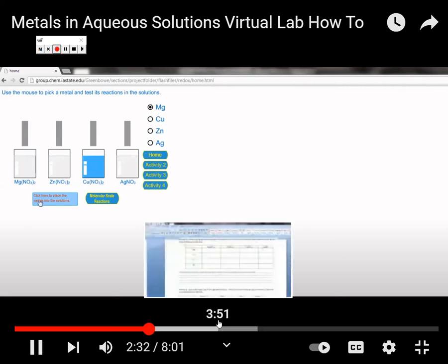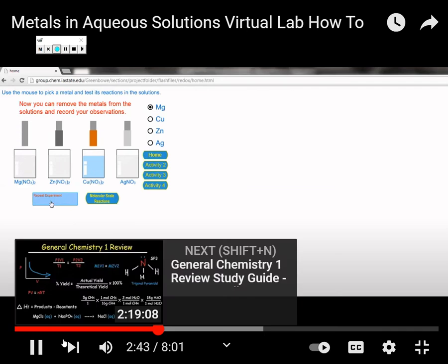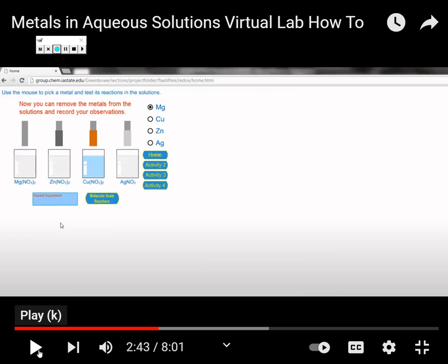So they put the strip in. It makes you wait. You have to take the strip out, okay? So did this magnesium strip change? No, you can write NR or no reaction. And then you want to write what happened to the other ones. Magnesium is more reactive than zinc, and copper and silver, so a reaction occurs.